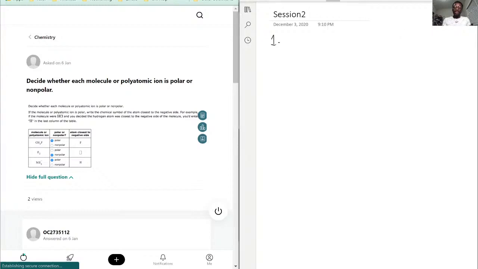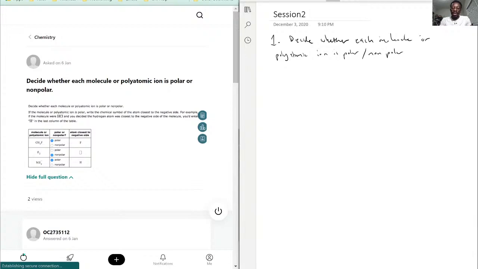So for the first question, decide whether each molecule or polyatomic ion is polar or non-polar.